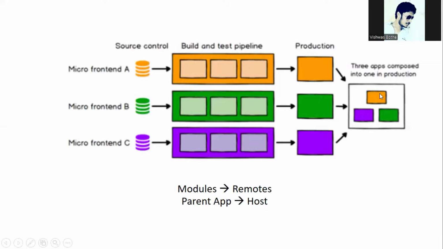That means the first part of the application is coming from micro frontend A, the second part of the application is coming from micro frontend B, and the third part of the application is coming from micro frontend 3 or micro frontend C. When we are combining those applications into production, we just need to understand two things. Each micro frontend or module we need to call remotes in the terms of micro frontend, and the parent application is called the host application.